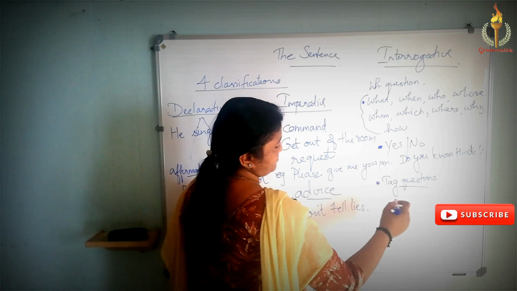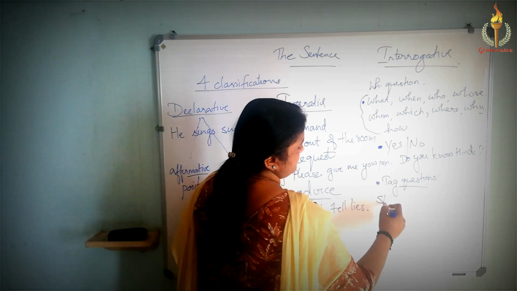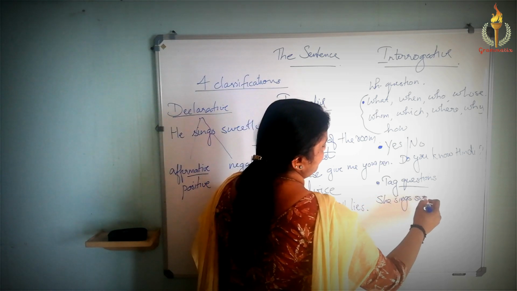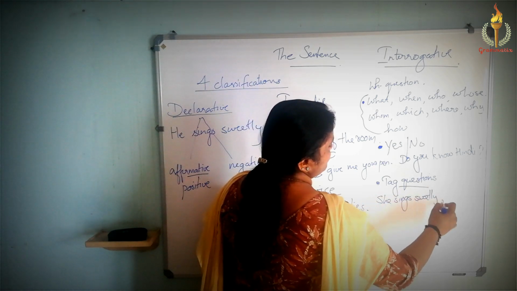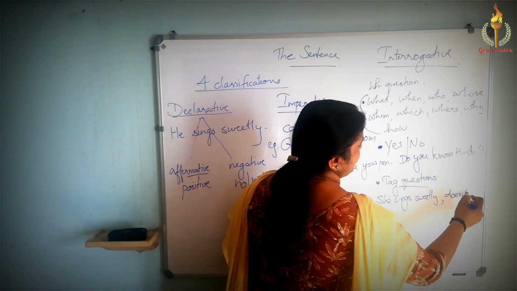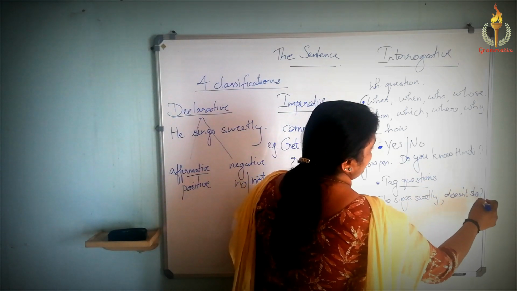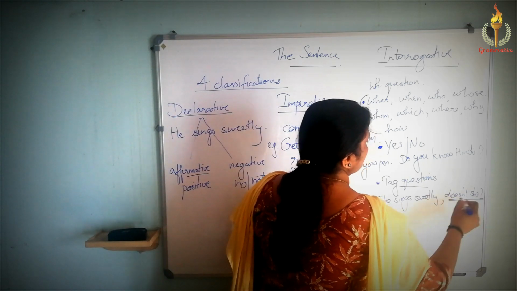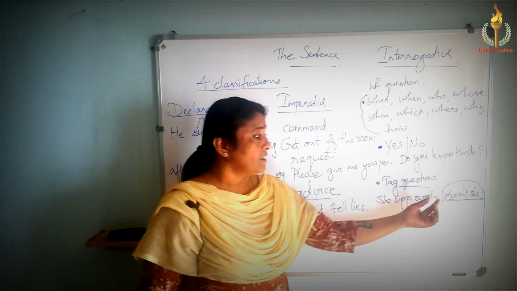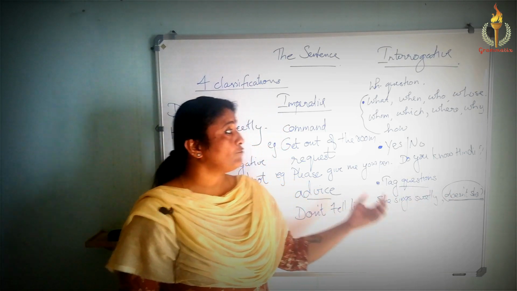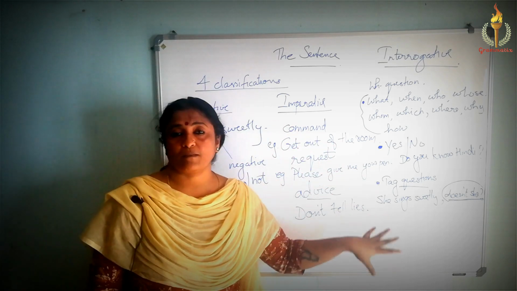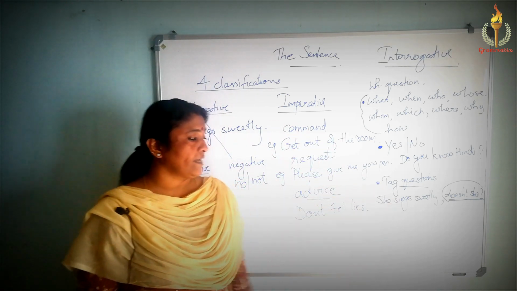For example, she sings sweetly, doesn't she? So this portion is called a tag question. Again, a tag question comes at the end of a declarative sentence or an imperative sentence to confirm something. Such types of questions are called tag questions.